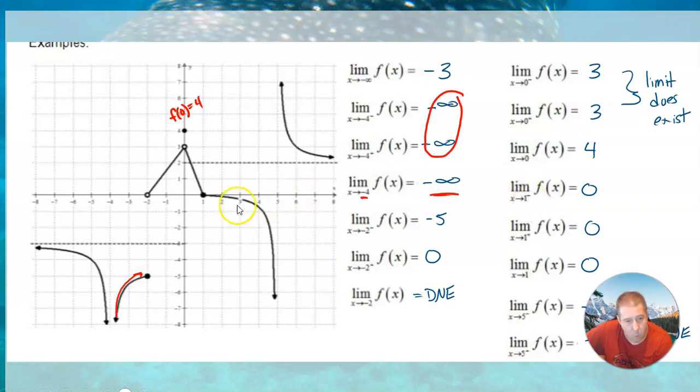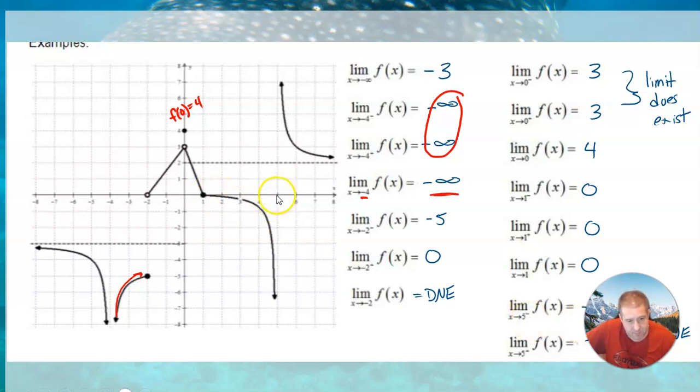So let's take a look at 1 now. At 1, yes, the left-hand side is approaching a height of 0. The right-hand side is approaching a height of 0. In fact, even f of 1 is 0, but that's irrelevant. It had a limit anyway. But yes, that point happens to also be 0 as well.